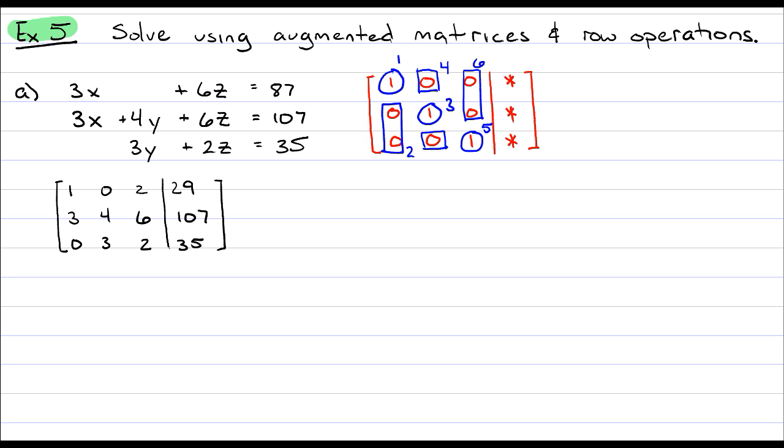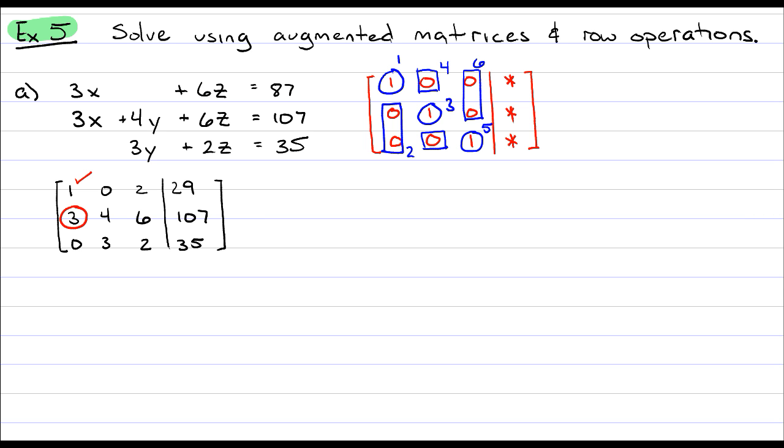Okay, so let's see how this works in practice. Looking at our matrix, our very first priority is to put a 1 in the upper left-hand corner. But we already have that, so we don't need to do anything with that entry. So the next thing I need to do is zero out the other entries in the first column.